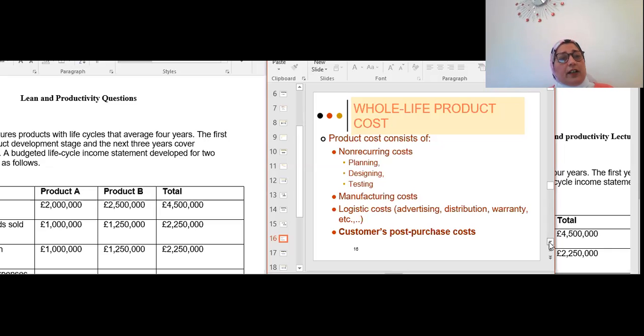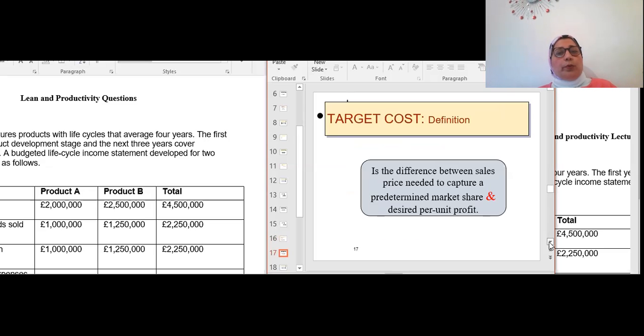However, the whole life cycle of the product includes all of this: planning, designing, testing, manufacturing, logistics, plus customer post-purchase cost, taking into account sustainability, corporate social responsibility, recycling and upcycling, what customers do after purchase. This also includes warranty and repair, everything after they bought and paid for the product. This is what we mean by product life cycle versus whole product life cycle.